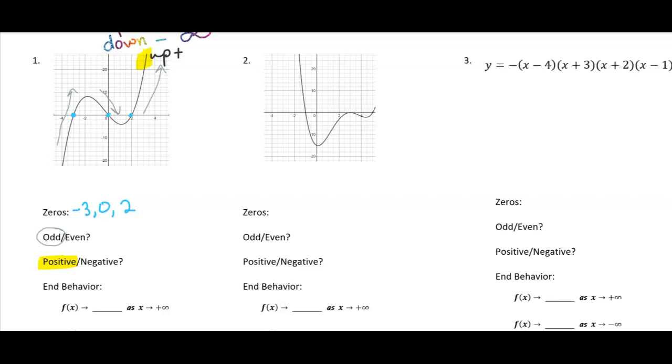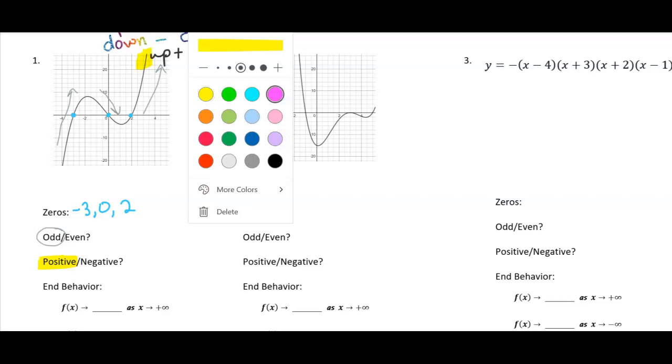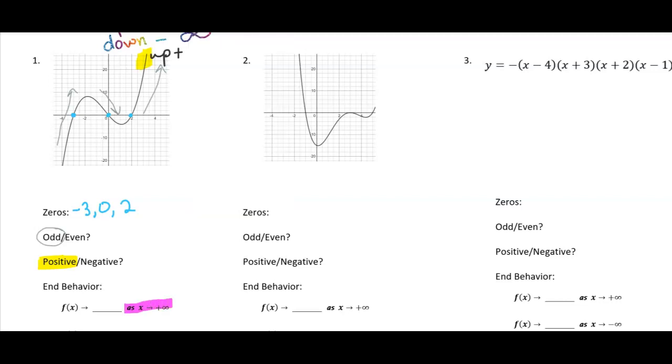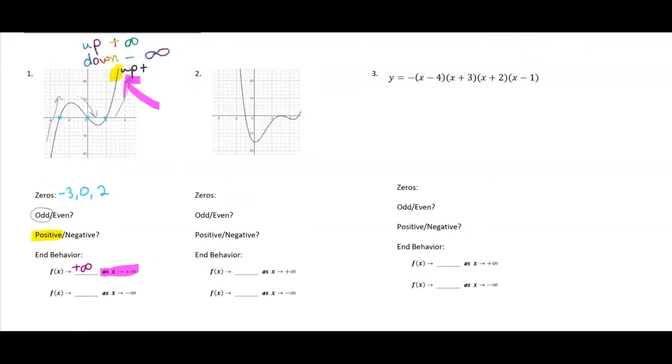Okay, so now we need to figure out our end behavior. So what did I do? I did purple and orange. So this first one is going to the right. So I look at the right side of my graph. On the right side of my graph, my line is going up. And so up is positive infinity. Okay, I need to make this a little smaller. Hold on a second. There we go.